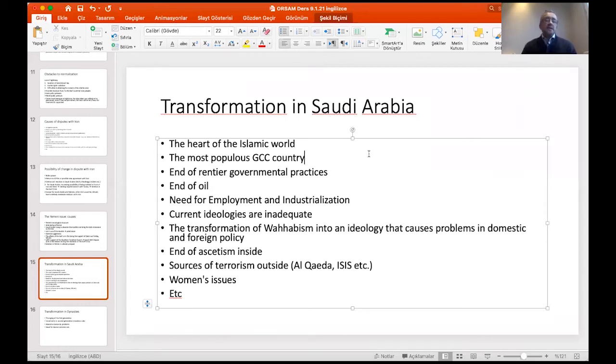Then the need for employment and industrialization are very new phenomena for Gulf countries as a whole, but especially for the Kingdom of Saudi Arabia. And the current ideologies are inadequate to make projections about how to design the future of the Saudi state and the Saudi society. We can see the transformation of Wahhabism into an ideology that causes problems in domestic and foreign policies, creating a new kind of Islamic approaches, and the end of asceticism inside, as a part of Wahhabist ideology, and the source of terrorism outside.